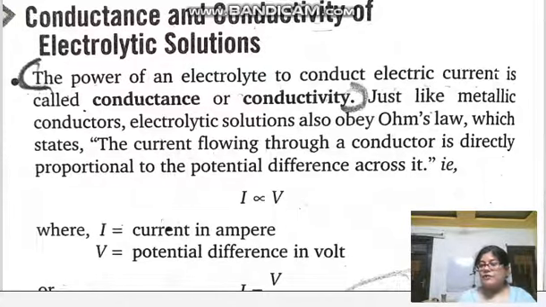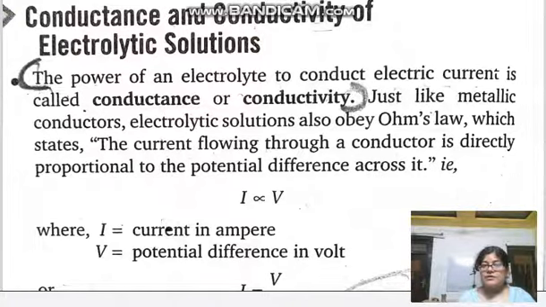Now we have an electrolyte. What is an electrolyte? When we dissolve any acid, base or salt in water or a polar solvent, we get the electrolyte. Every electrolyte has a power, a strength. The strength of the electrolyte to conduct electric current, how much electric current it gives us, is known as conductance. And conductance and conductivity are both the same term.